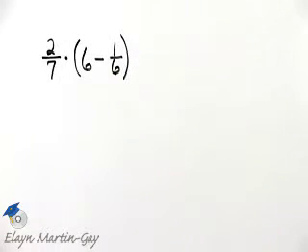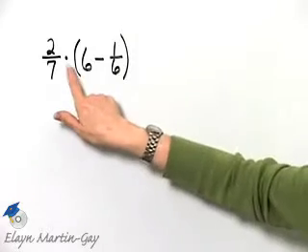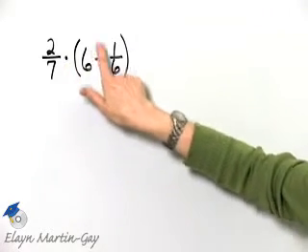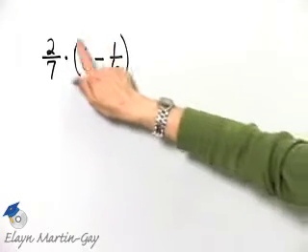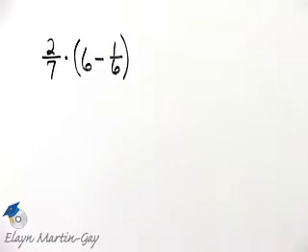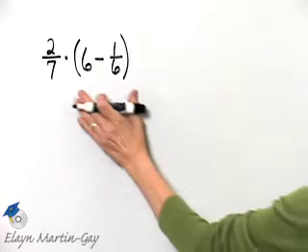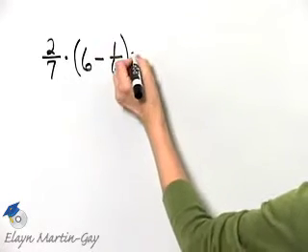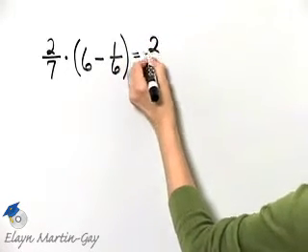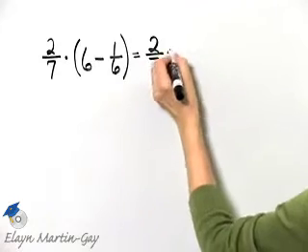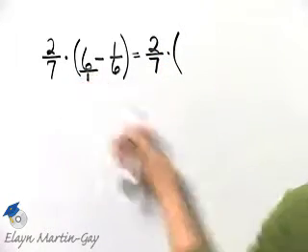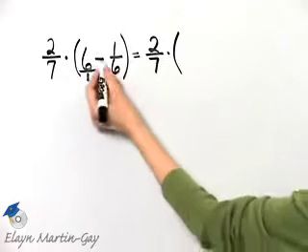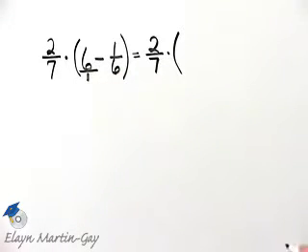Let's evaluate this expression. Notice I have multiplication and then I have subtraction within a set of parentheses, so we will work within the set of parentheses first. That's our set of grouping symbols. So this is 2 over 7 times. Now I can think of 6 as 6 over 1, and I am then subtracting fractions.